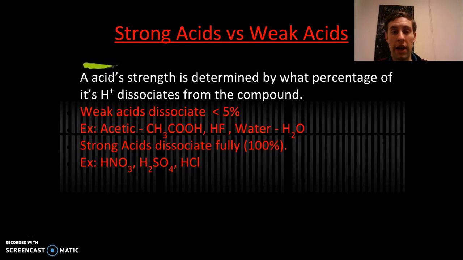That's how we define a strong acid versus a weak acid. It's how soluble they are. If they're fully soluble and they fully dissociate, fully break apart, that's a strong acid.